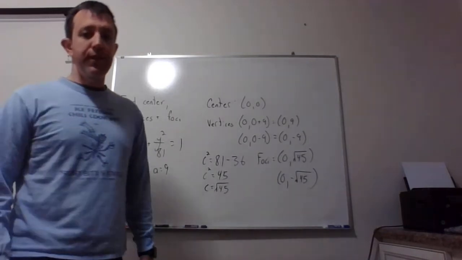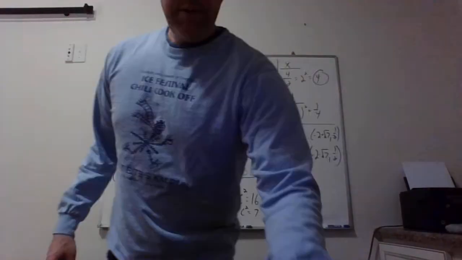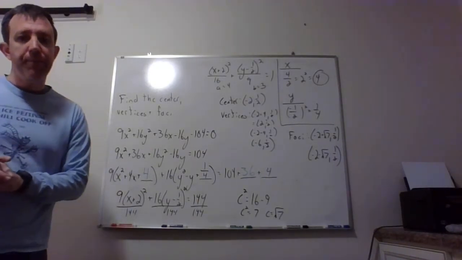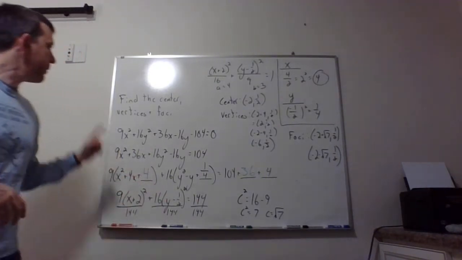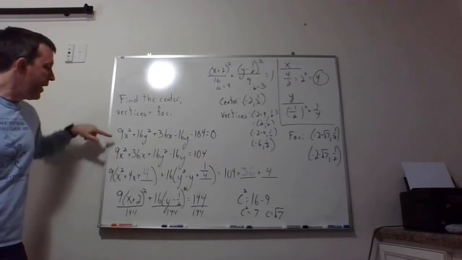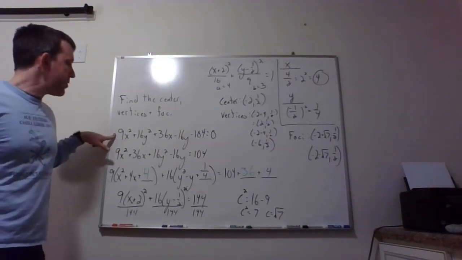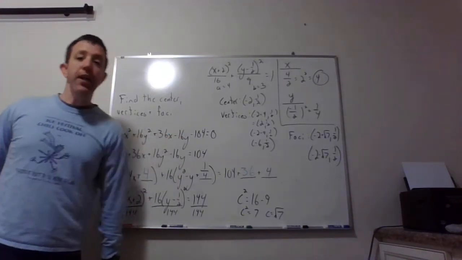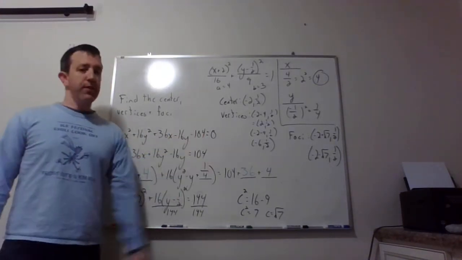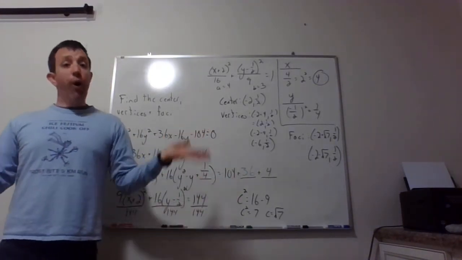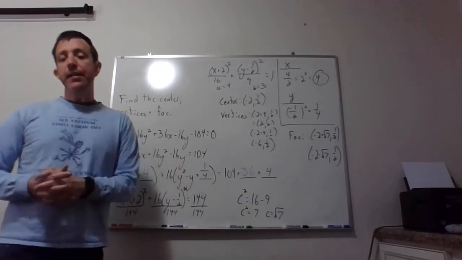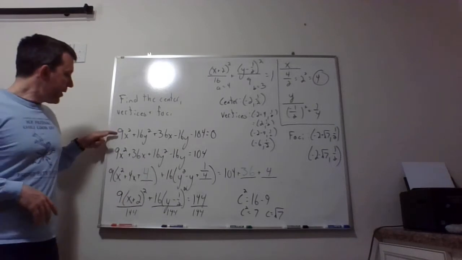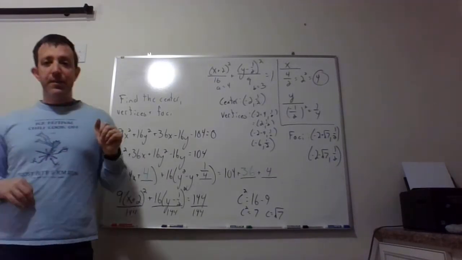I've got one more, and it's way more fun. All right, so this one's a monster. This is going to be a lot of fun. Here we go. Find the center, vertices, and foci for this equation: 9x squared plus 16y squared plus 36x minus 16y minus 104 is equal to 0. Okay, that doesn't look anything like the standard form that we saw for our equations for ellipses. So we are going to have to do a lot of work to make this one happen.